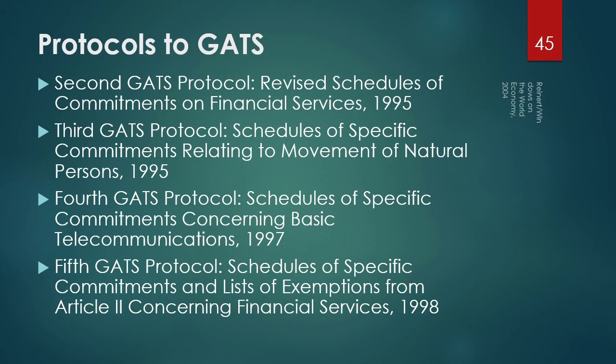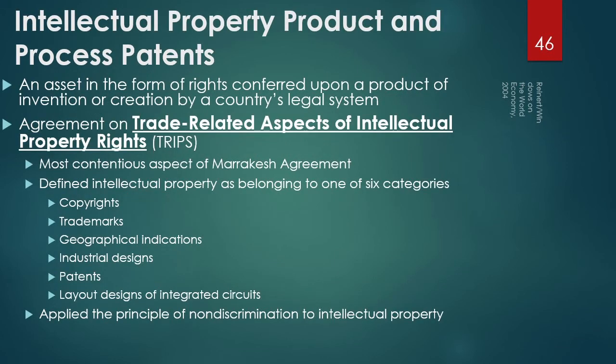With intellectual property, product and process patents, this is an important conversation happening in today's trade negotiations and is a big bone of contention between the United States and China. Intellectual property product and process patents address an asset in the form of rights conferred upon a product of invention or creation by a country's legal system. And so there is an agreement on trade-related aspects of intellectual property rights, or TRIPS.